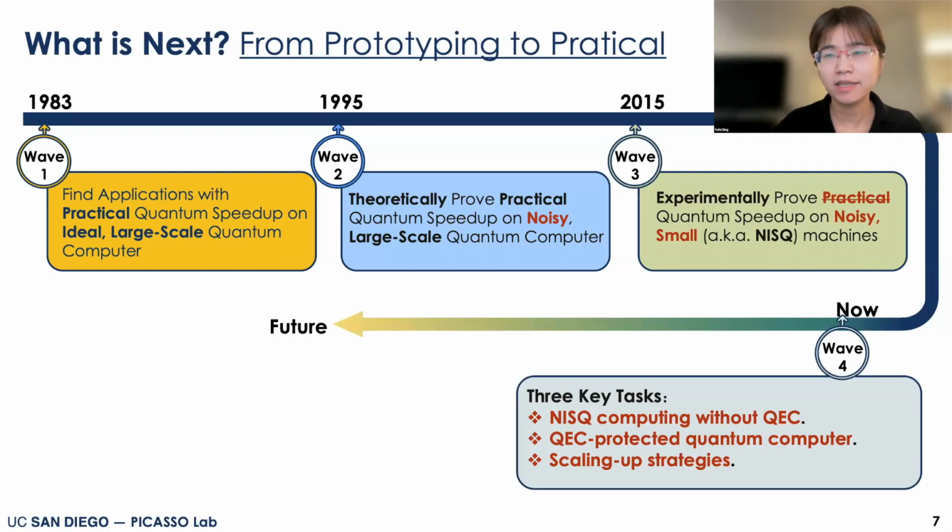So what would be the next? I think from the history, it's pretty clear. One clear goal is to have practical speed up for some practical applications. And to achieve that, from the history, I feel like we have at least 3 key tasks. The first task is to follow wave 3, sticking to the NISQ machine without quantum error correction code. The key insight here is we are not fully utilizing the full power of the NISQ machine, and maybe with some algorithm and hardware co-design, we can tap its full potential and really achieve something amazing.